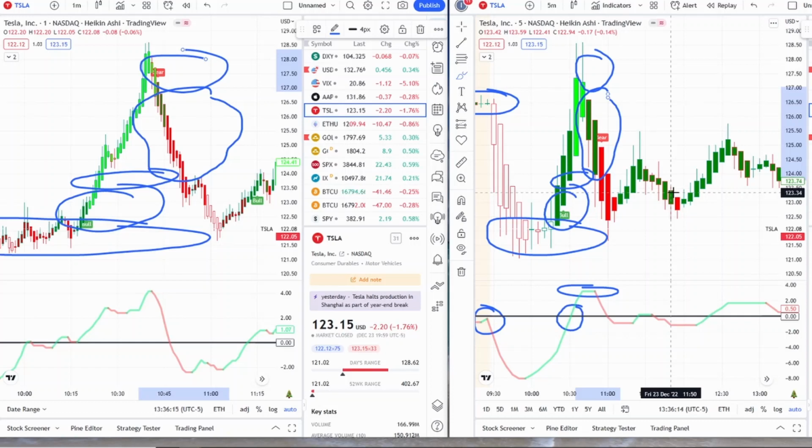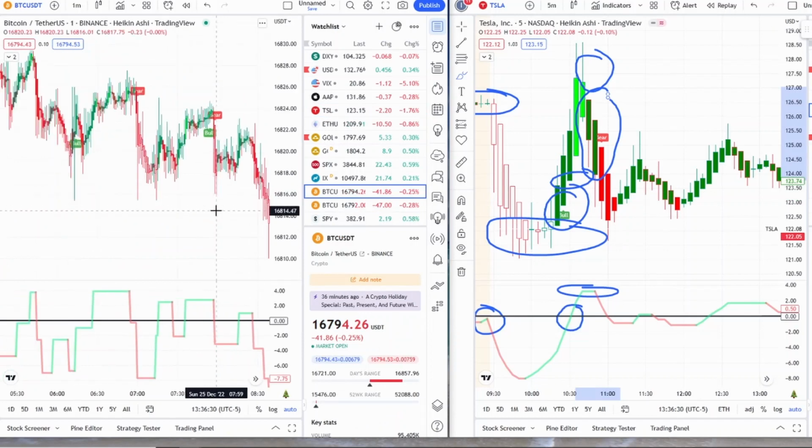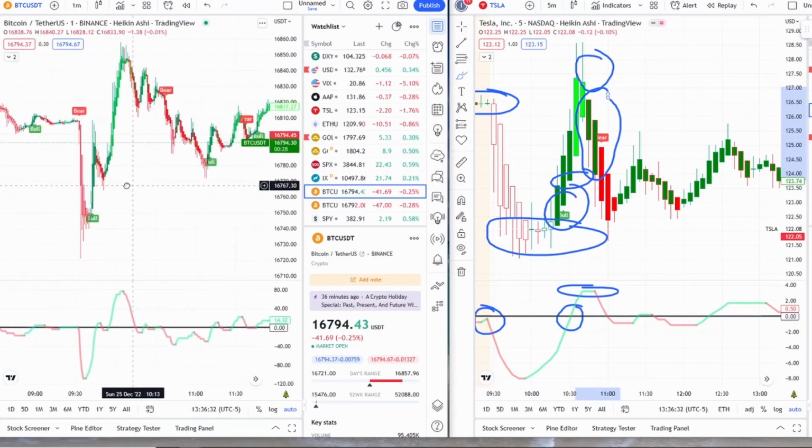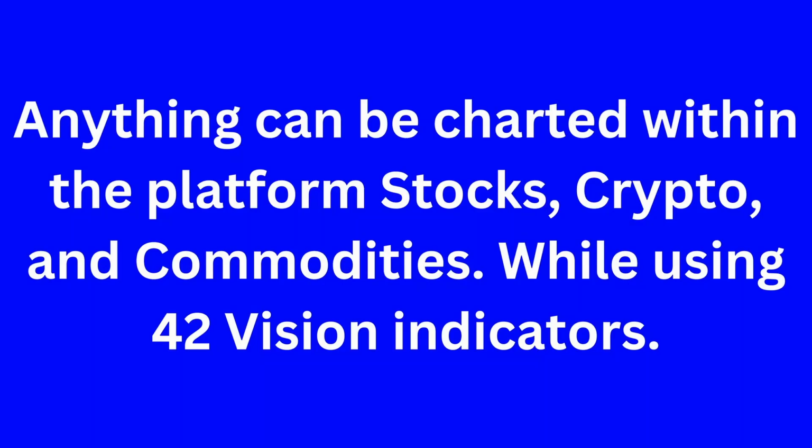I showed the SPY and Tesla as examples here, but every single chart can be used, and you can chart any stock, any commodity, and even crypto, right? I could just pull up Bitcoin here, and you could see that even crypto can be seen within the charts, guys. It charts anything, the inflow versus outflow, the bull and bear indicators.